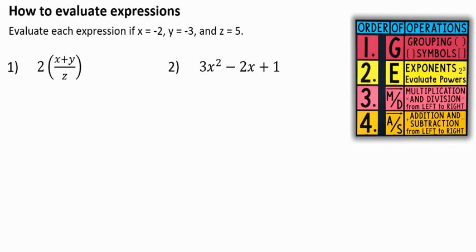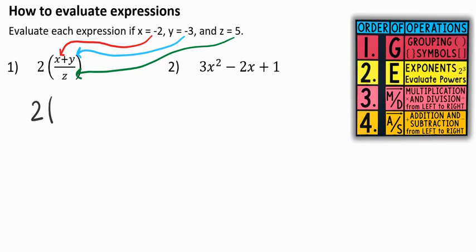For x equals -2, I'm going to plug in -2 anywhere I see an x. I'm going to plug in -3 for anywhere I see a y, and I'm going to plug in 5 anywhere that I see a z. Okay, so let me write my expression. So I have a 2, and the expression is going to look exactly the same, except instead of letters, I'm just going to have numbers instead.